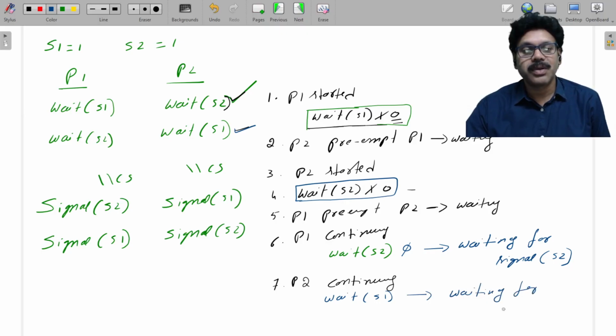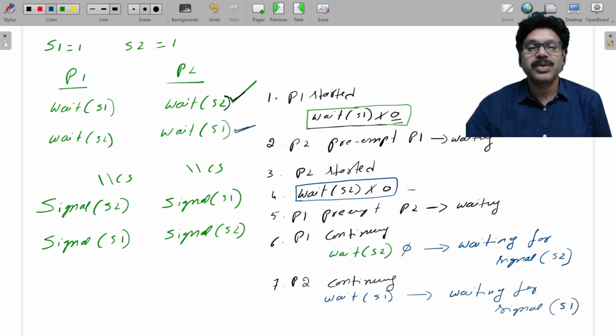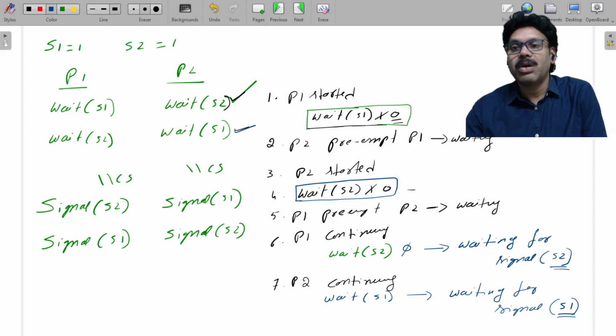Successful down is nothing but a what? The wait operation should be decremented by 1. So here it is not a successful down. Both are unsuccessful. Now in this case, P1 is waiting for a signal from somebody for S1, and here P2 is waiting for a signal from somebody for S2. That's it. They blocked each other.